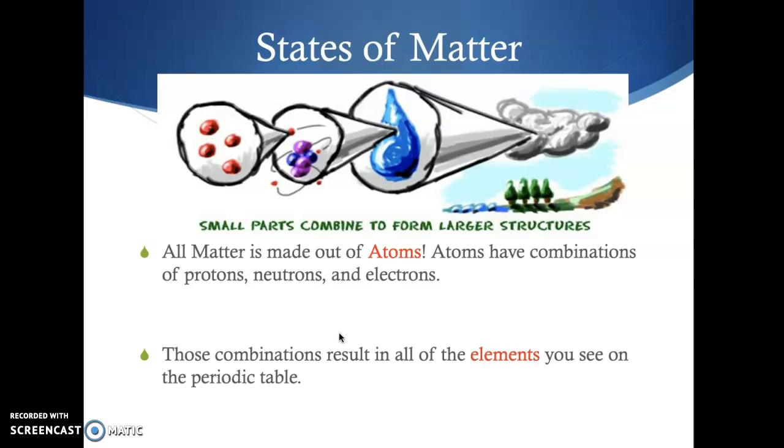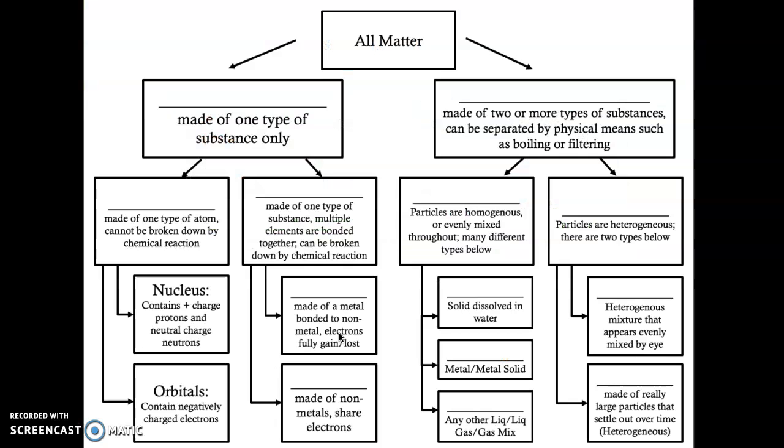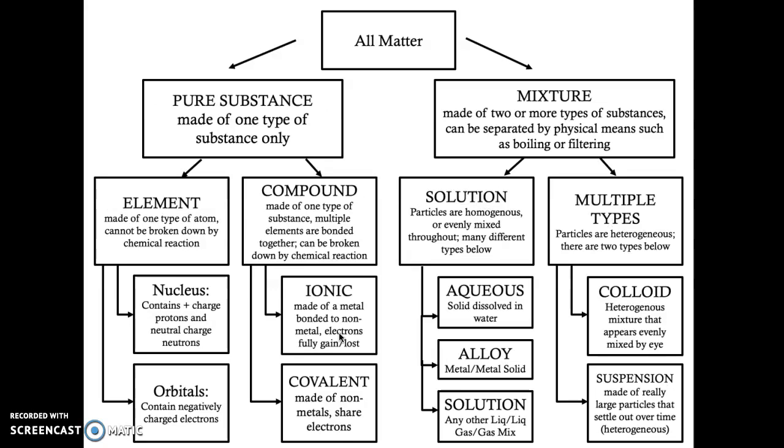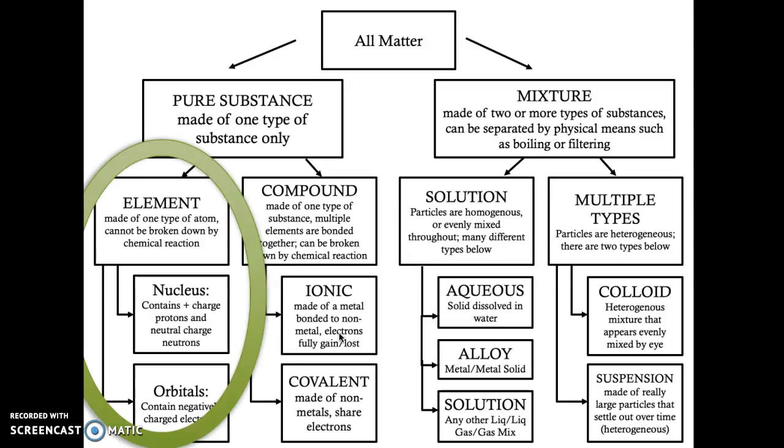And that's where we're going to focus this unit, the periodic table, which is basically what everything is made out of. So all matter, and we're not going to go through this very specifically, is split into two specific sections. We have pure substances and mixtures. We're going to focus only on one area here, the elements, and eventually we'll get to compounds and mixtures as well. So an element is only made up of one type of atom.